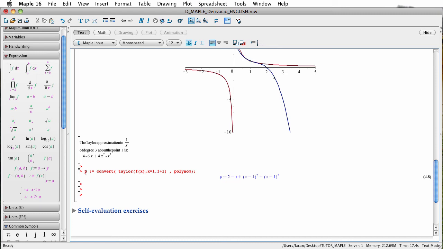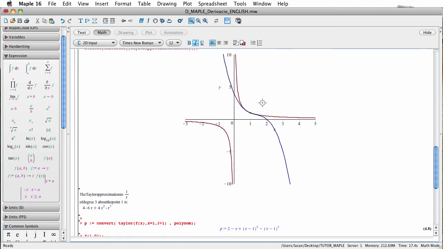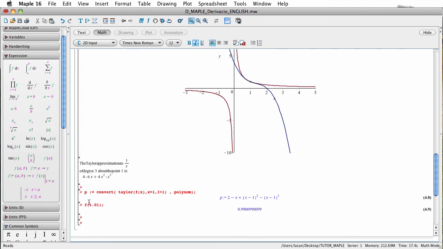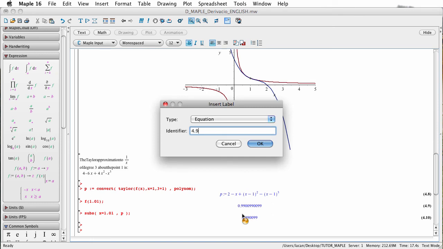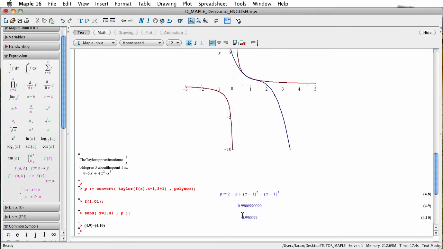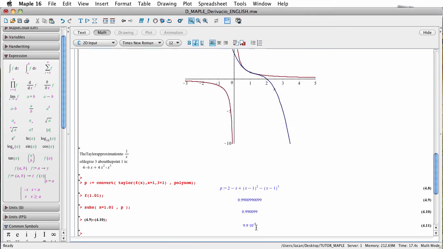Okay, now what about if I evaluate the function at 1.01? So this is the third order polynomial. How close are the value of the function and the polynomial? F of 1.01 is this value here, and then if I substitute the value x equal 1.01 to the polynomial, you get a value that is quite close. The error we are committing is just the difference between the exact value minus Control L, the approximated value. This is the error, which is of the order 10 to the minus 9.